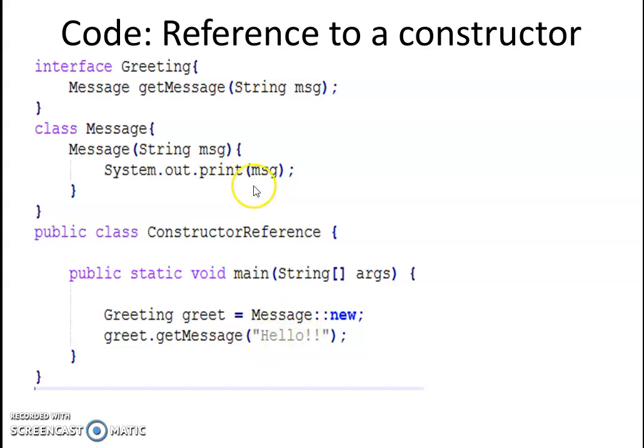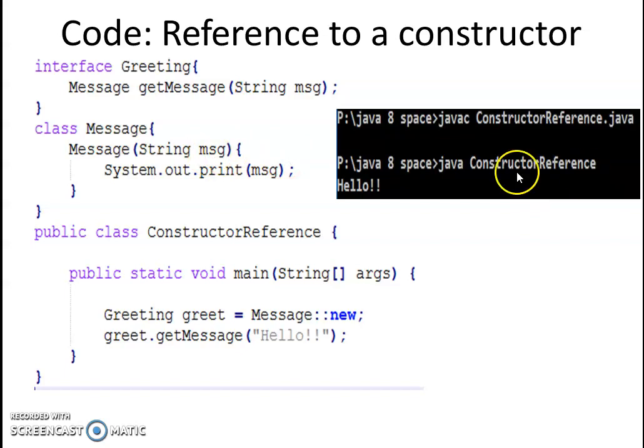Because this constructor prints the value of this parameter, right? So when we compile this code and run it, output will be hello, right? So using this new keyword, we can give a reference to a constructor. Hope this output is clear.